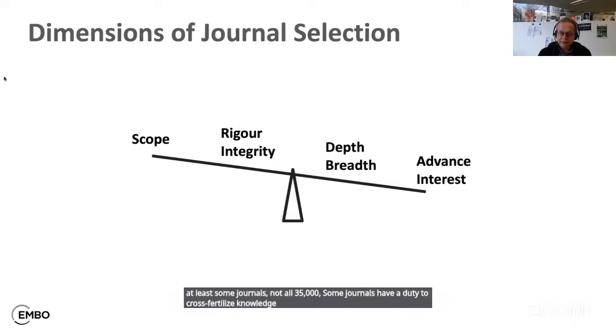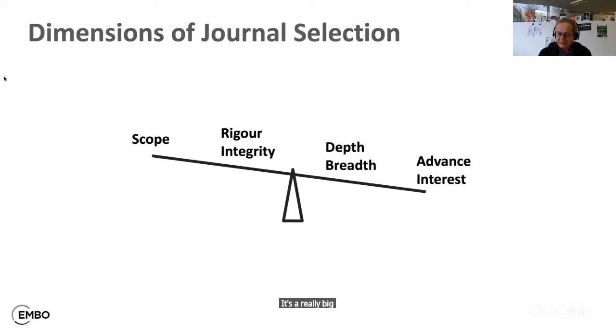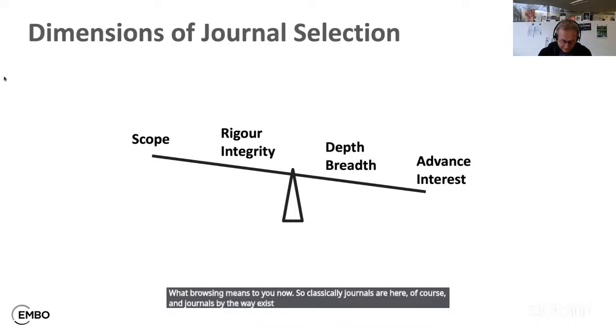And it's a really big topic, and I really welcome your input on this. What browsing means to you now. So classically, journals are here, of course, and journals, by the way, have existed since the Royal Society and the Paris Scientific Association basically founded journals in 1650. So journals have existed for a long, long time.